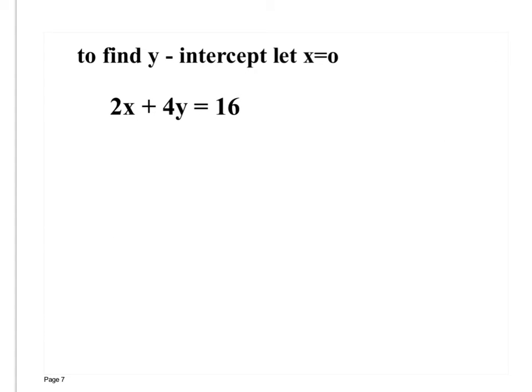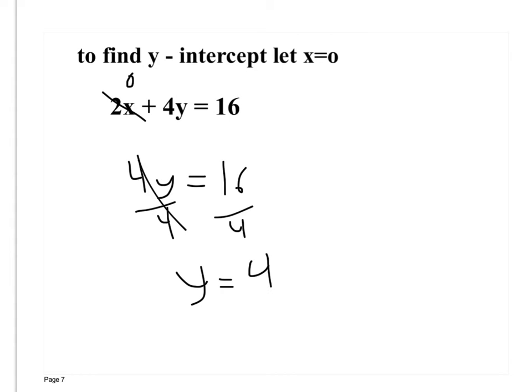So if I want to find the y-intercept, what do you think I do? Make x 0, right? If I want to find x, I make y 0. If I want to find y, I make x 0. So write this down. So I need to make x 0. So 2 times 0 is 0. So I don't even write that. 4y is equal to 16. Divide by 4. So what does y equal? Y equals 4. All right?